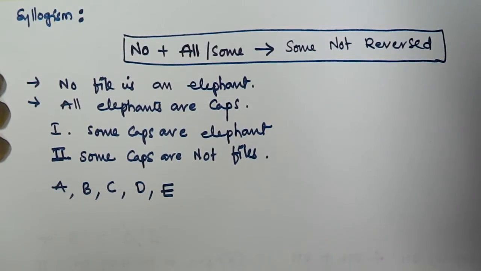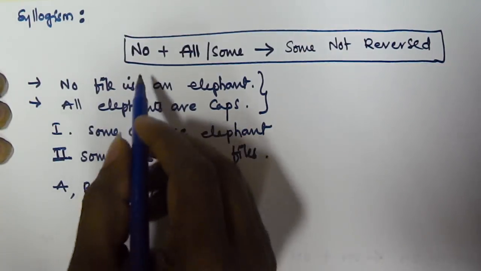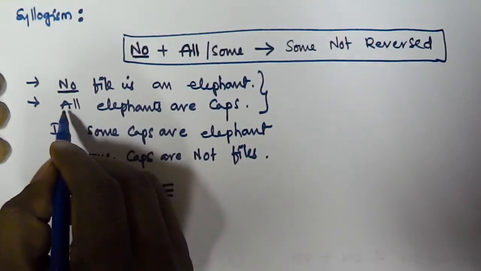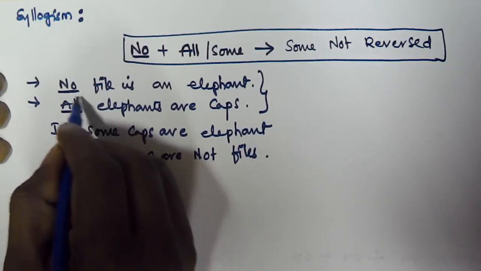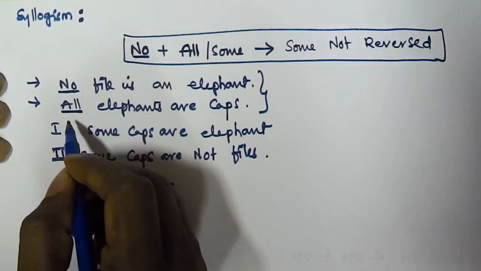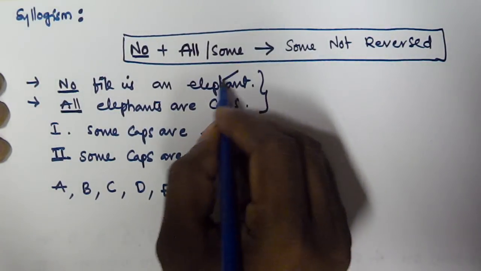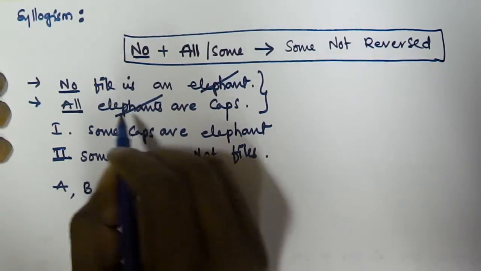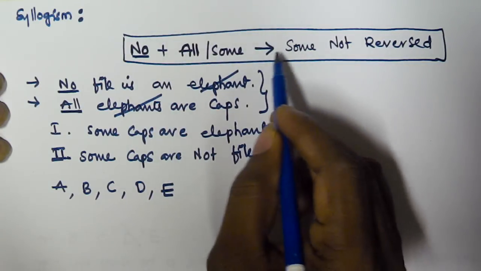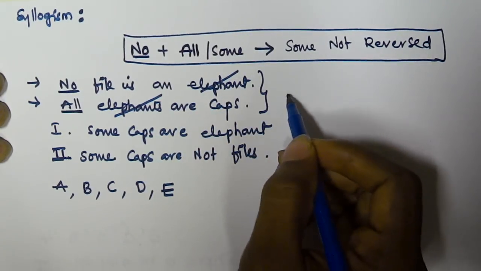Now let's come to the two syllogisms given. If you observe them, the first one is starting with no and the second one is starting with all. The second one may start with all or some, but in our case it is starting with all. Also, the predicate of the first statement is equal to the subject of the second statement. So we can apply the rule no plus all or some gives some not reversed on these two syllogisms to derive the conclusion.